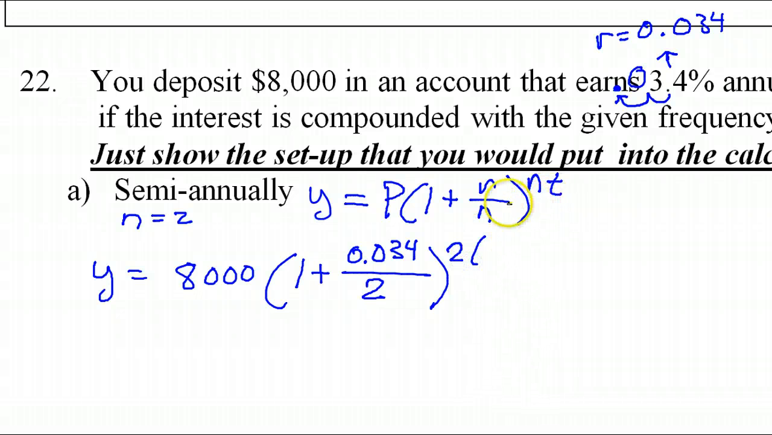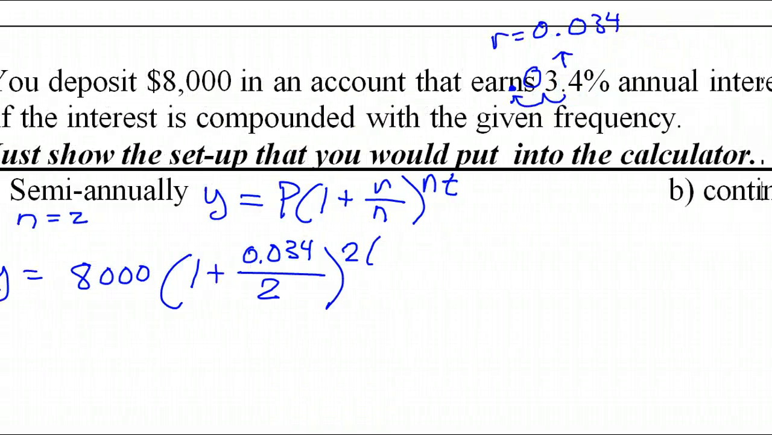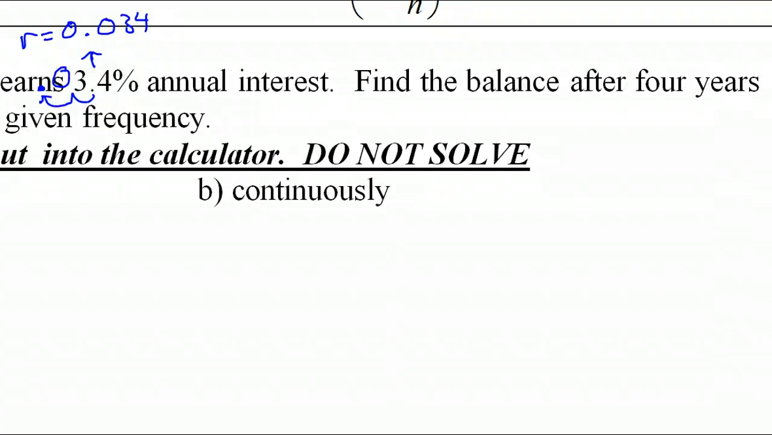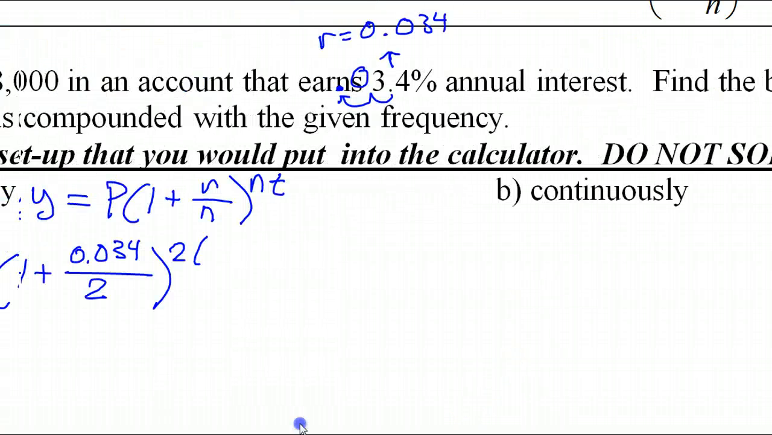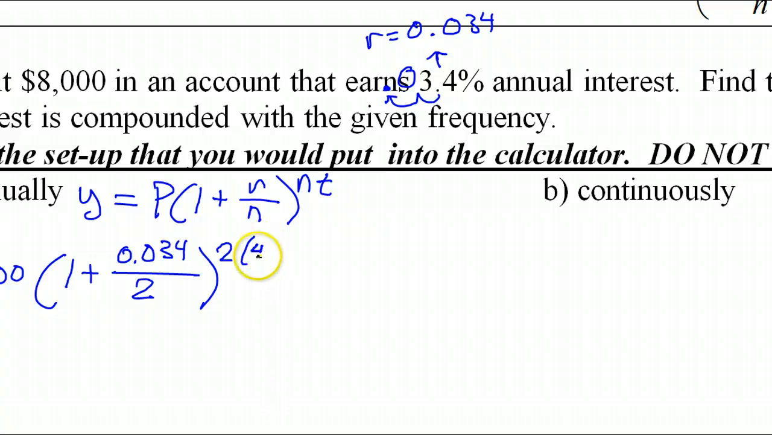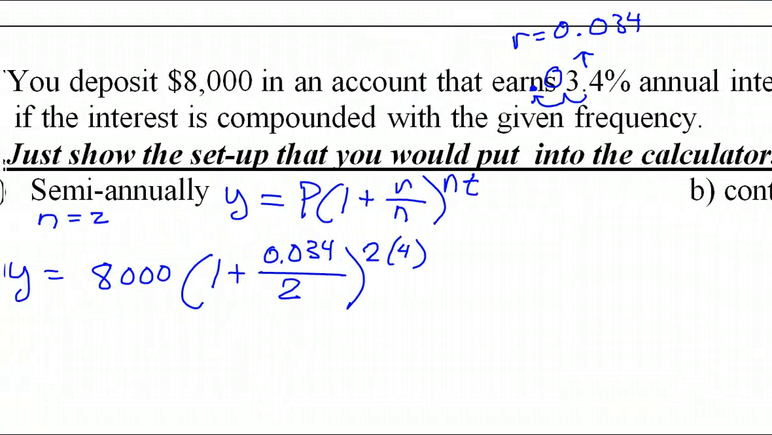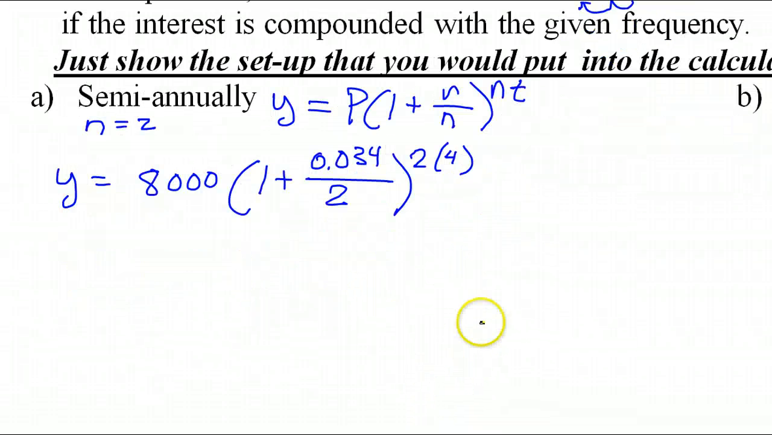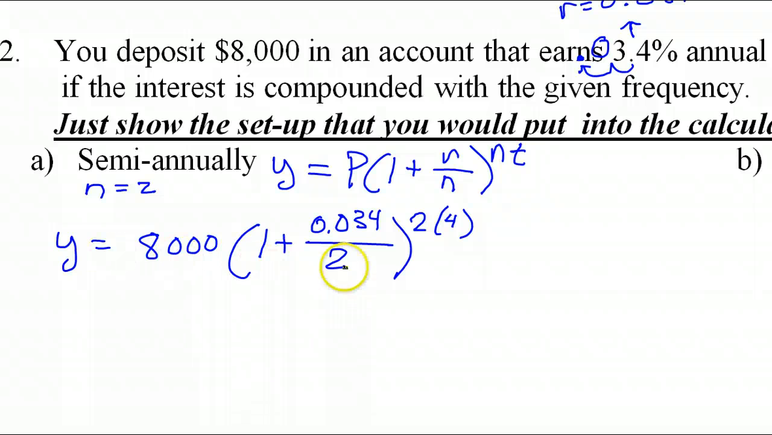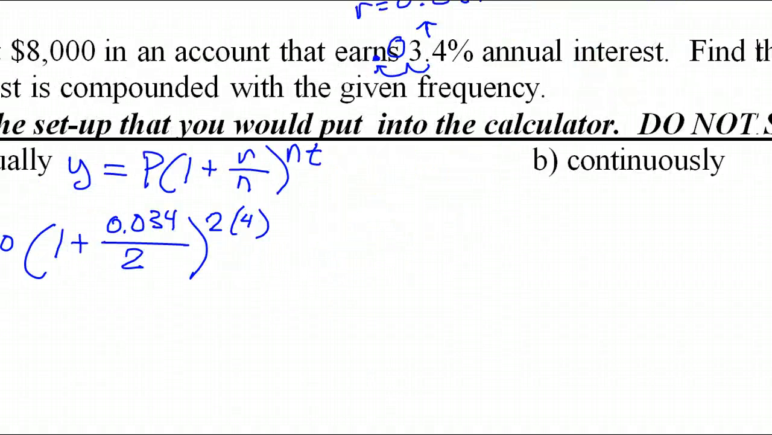T is time, like how many years have gone by. So you deposit in the account that earns 3.4% annual interest. Find the balance after 4 years. So there's your T right there. T is 4. So I'll put a 4 right there. Okay, so guess what? I mean, that's the answer. Because we don't have our TI-30 XS MultiView on this test, all we could do is set it up, and so that's it.